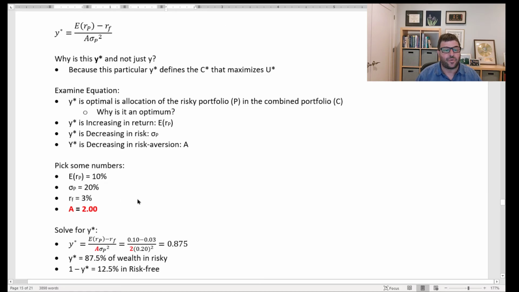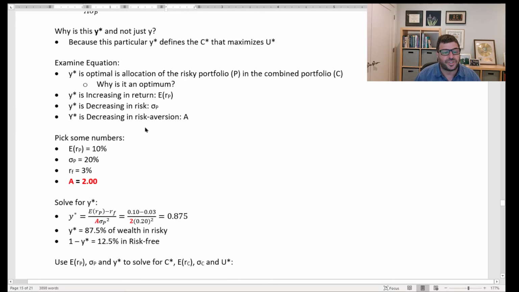Okay, let's examine this Y star equation. Y star is the optimal allocation of the risky portfolio P in the combined portfolio C. Again, it's an optimum because it maximizes utility. Note that if the return of the risky portfolio gets bigger, Y gets bigger, which means I put more money into it. If the risk of the risky portfolio gets bigger, Y gets smaller, so I put less money into the risky portfolio. And if my risk aversion level gets bigger, if I'm more risk averse, then Y gets smaller. I put less money into the risky portfolio.